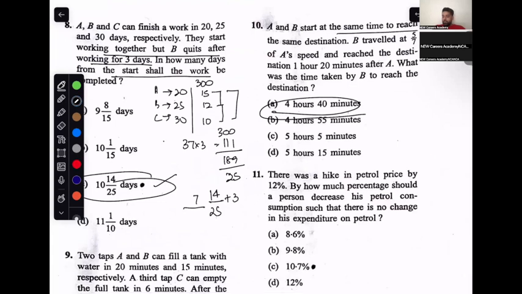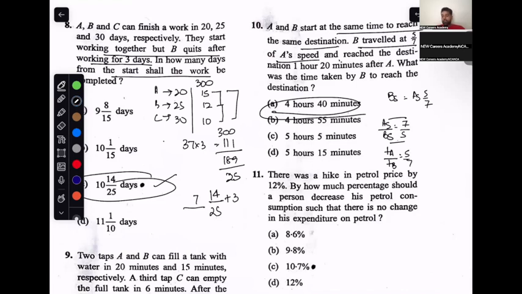A and B start at the same time to reach a destination. B travels at 5/7 of A's speed. So B speed is equal to A speed 5 by 7. That means A speed by B speed is equal to 7 by 5. That means if A's is 7, B's is 5. So time taken would be reciprocal. Time taken by A and time taken by B is 5 by 7.